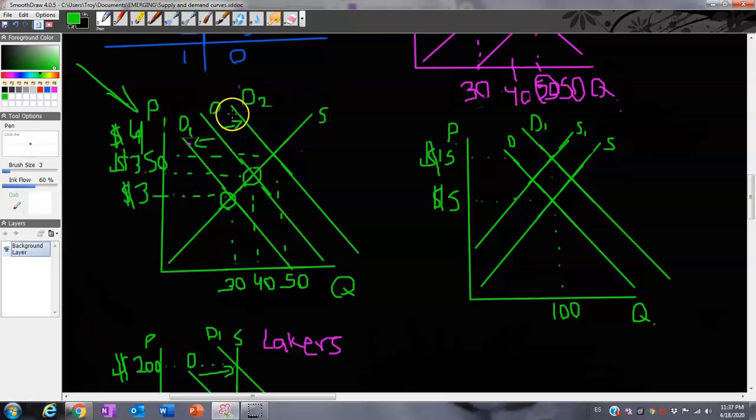So when supply remains the same and demand shifts, and when it shifts to the left, when there's less demand, less quantity and less price will be the result, and just the opposite if demand increases.